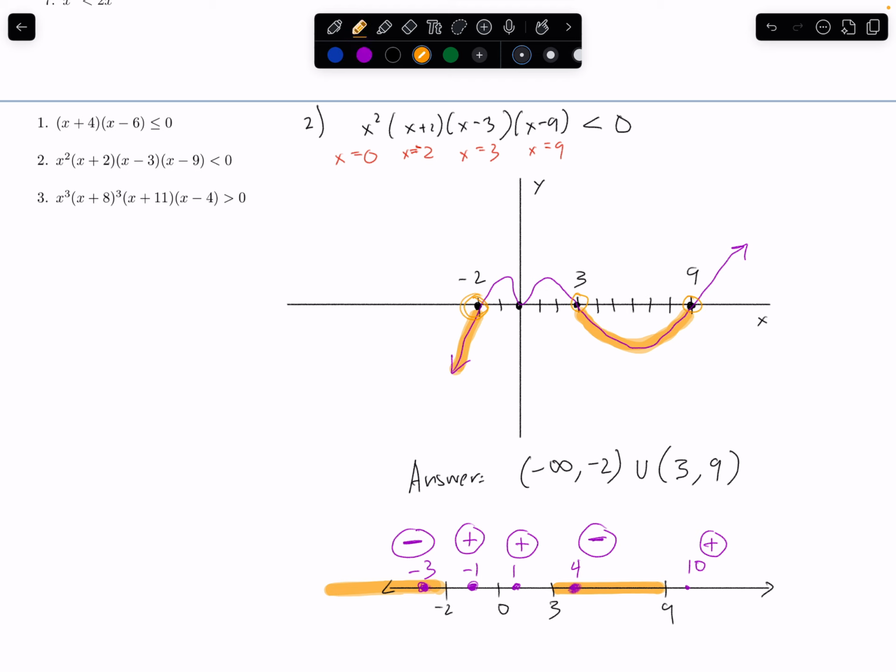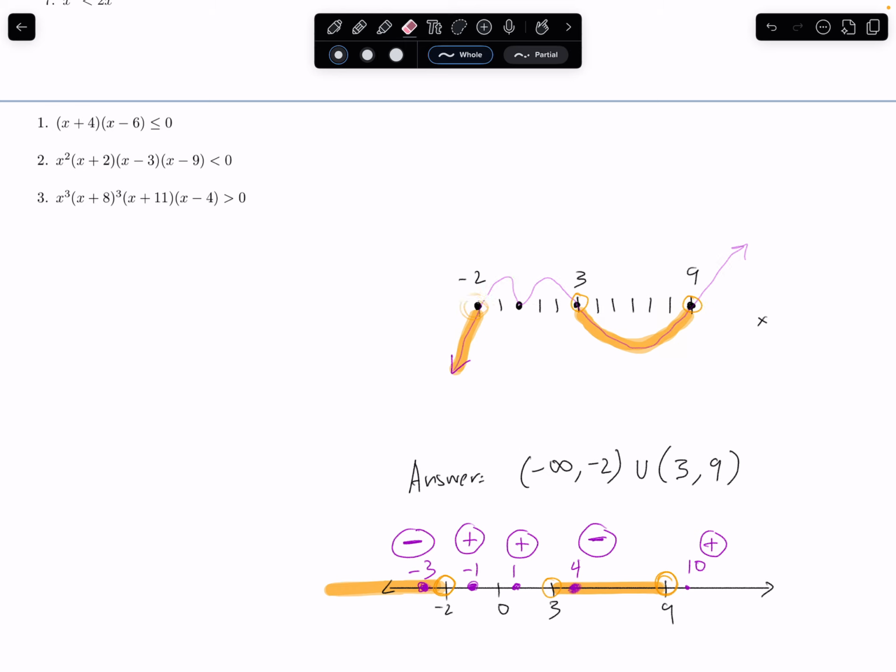But once again, we're not including these points because we're looking for strictly less than 0. Okay, so that's number 2. We did it both ways again. And now we've done 2 questions in both methods.